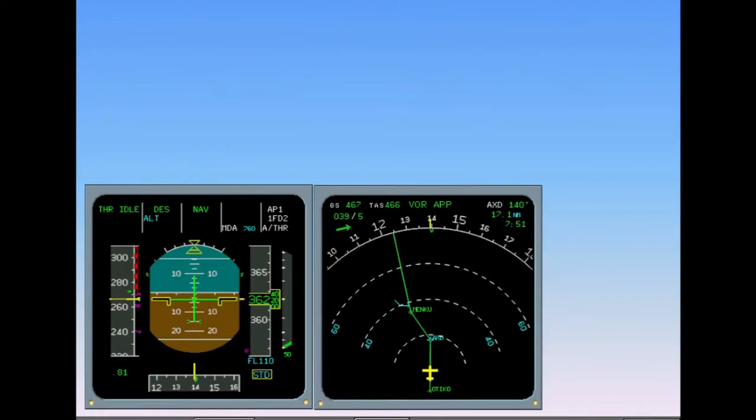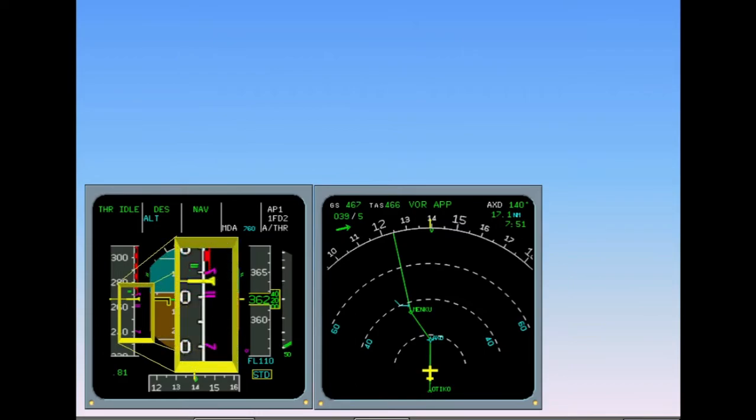In a VNAV descent, a symbol appears on the speed scale showing the target speed. A set of magenta brackets appears above and below the target speed symbol, providing a plus and minus 20 knot range. This provides flexibility for the system to maintain idle thrust by varying the speed when external conditions are not as expected, such as different winds than forecast or aircraft kept high by ATC.